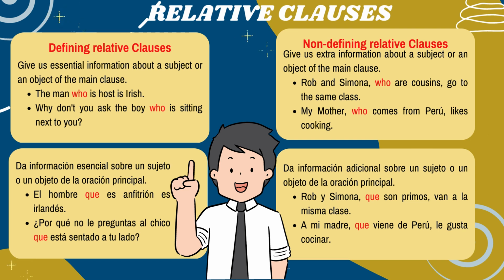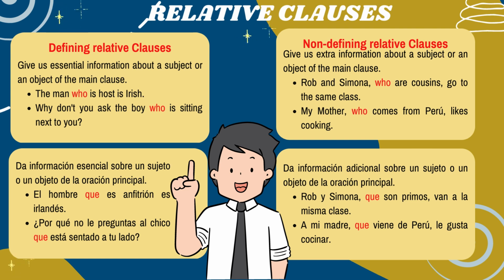Defining relative clauses are used when they give us essential information about the subject or an object of the main clause. For example, the man who is host is Irish. And the other example is, why don't you ask the boy who is sitting next to you?